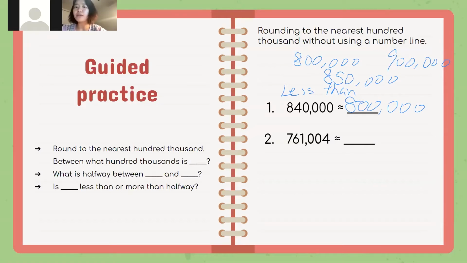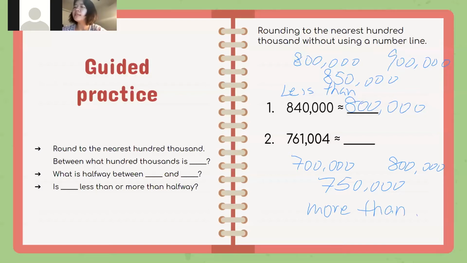Okay, and the second number, 761,004. So round to the nearest 100,000. Between what two 100,000s is 761,004? It will be 700,000 and 800,000. Okay, and what is the halfway between 700,000 and 800,000? 750,000. And is 761,004 less than or more than the halfway? The answer is more than. So 761,004 is almost equal to 800,000.